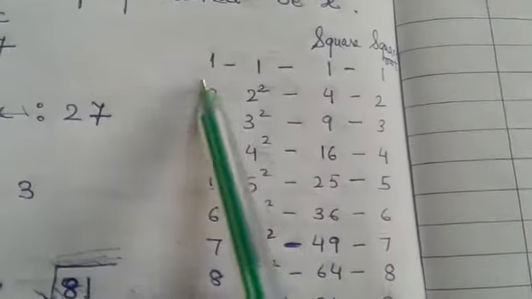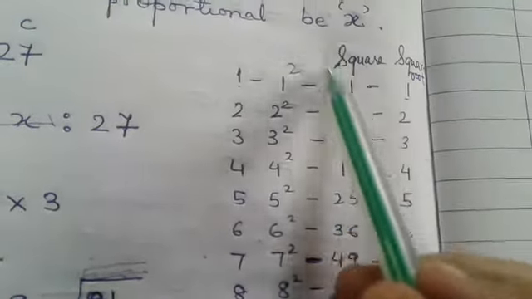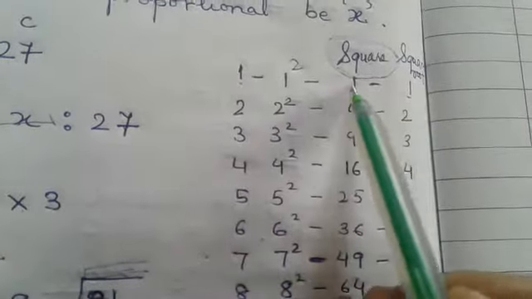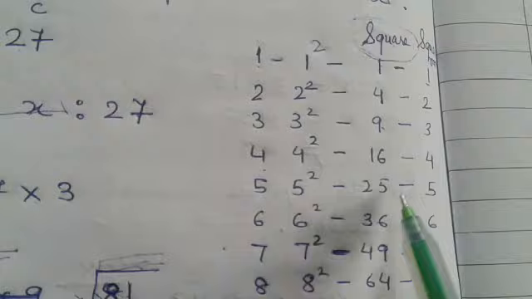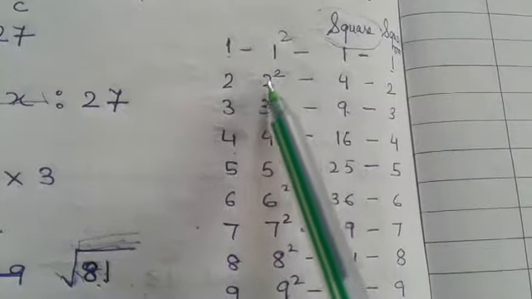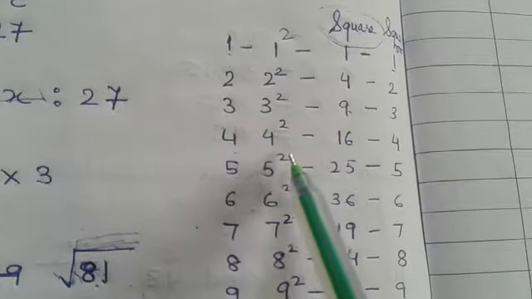For your understanding, I know this is completely new, so I have written it here. 1 square is 1 and square root of 1 is 1. Now what is the meaning of square? You know it: 1 multiplied by itself one time. 1 one is 1, 2 twos are 4, 3 threes are 9, 4 fours are 16, 5 fives are 25, 6 sixes are 36, 7 sevens are 49, 8 eights are 64, 9 nines are 81, 10 tens are 100. 2 square means 2 multiplied by 2. 3 square, 3 multiplied by 3. 4 square, 4 multiplied by 4. 5 square, 5 multiplied by 5.